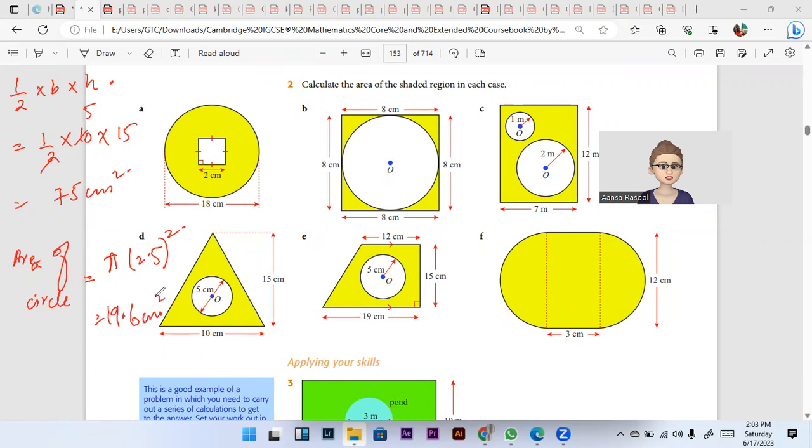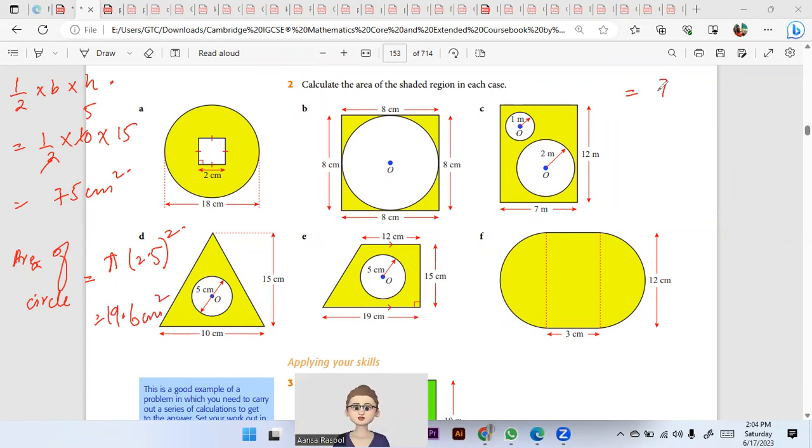So 2.5 squared into pi, you get 19.6 centimeter square. So if you subtract both of these areas, the area of the shaded region is equal to area of triangle minus area of circle. Area of triangle is 75 and area of circle is 19.6. 75 minus this, you get the answer 55.436 centimeter square.